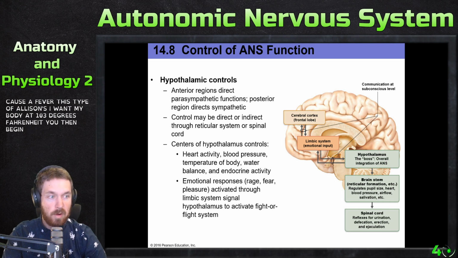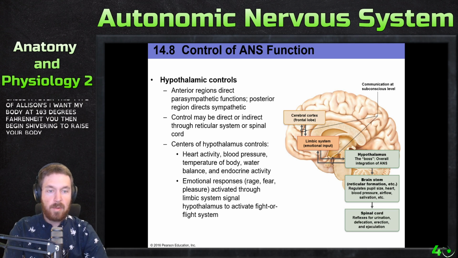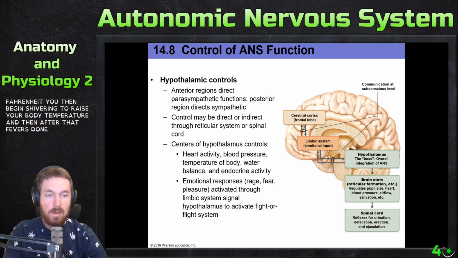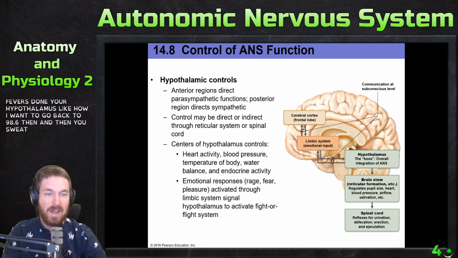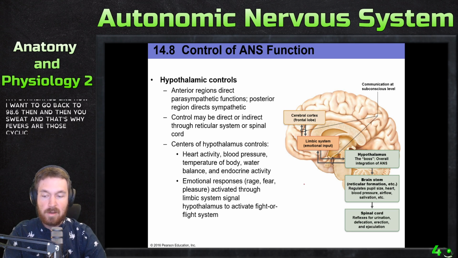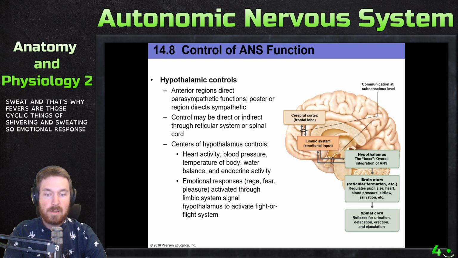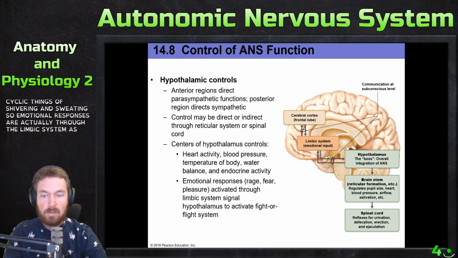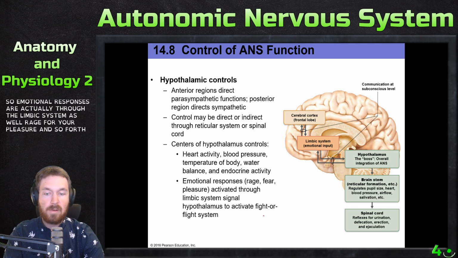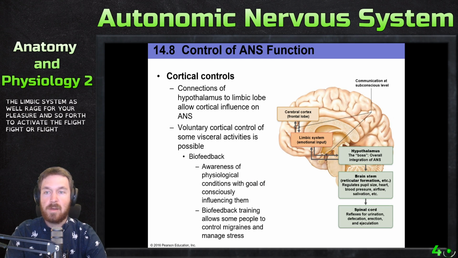You then begin shivering to raise your body temperature. And then after that fever is done, your hypothalamus is like, oh, I want to go back down to 98.6 then. And then you sweat. And that's why fevers are those cyclic things of shivering and sweating. So emotional responses are activated through the limbic system as well. Rage, fear, pleasure, and so forth activate the fight or flight system.